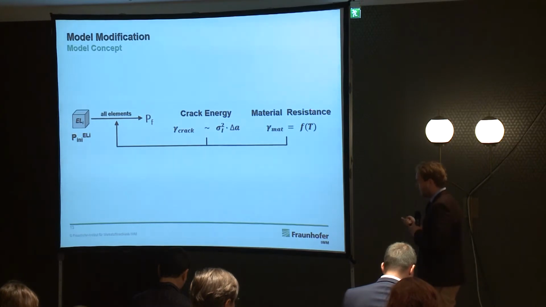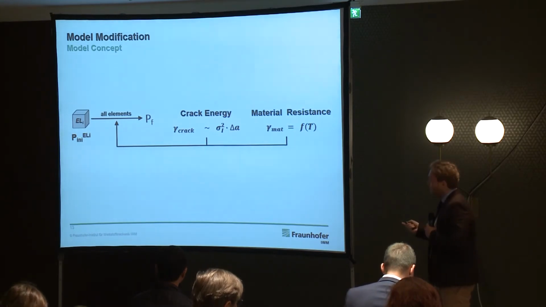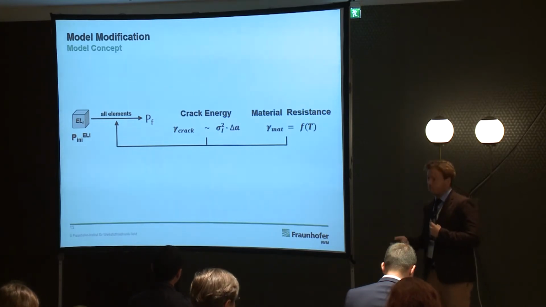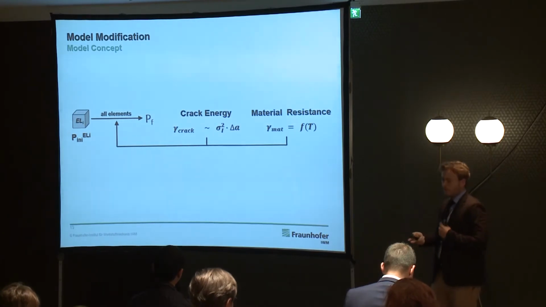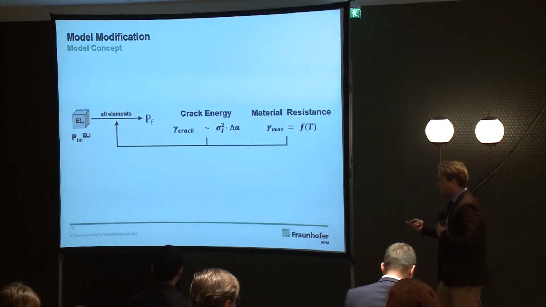And this is a topic of its own as well, but basically what we do is we compare locally crack energy with material resistance. Crack energy can be correlated with the maximum principal strain and the crack length. And material resistance is just fictitious, we don't know what it is. It's somehow a material parameter which is temperature dependent. Okay? And so if the material resistance is higher at that local point than the crack energy, then arrest will occur.